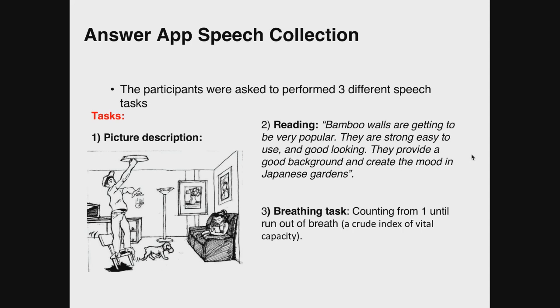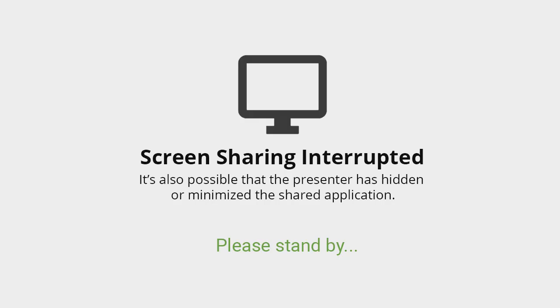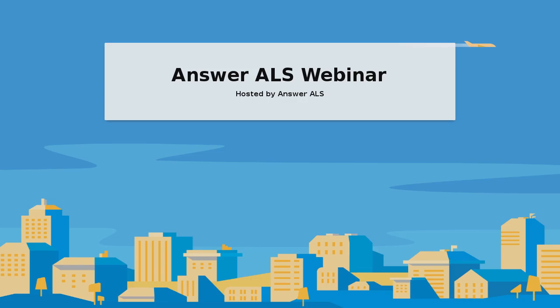And the last one is to really get at respiration as well as speech. And that is what we call the breathing task. It's counting from 1 up until one runs out of breath, which is a kind of crude index of vital capacity. So we want to get a sense of whether this works on the phone the way that it does in, say, an emergency department, where we'll sometimes stand at the bedside and have people count just to give us a sense of how they're doing in neurologic diseases, particularly ones that are changing moment by moment, which some diseases can.